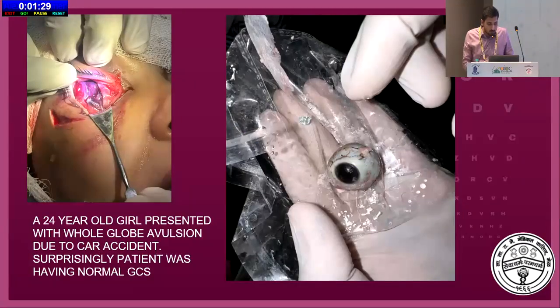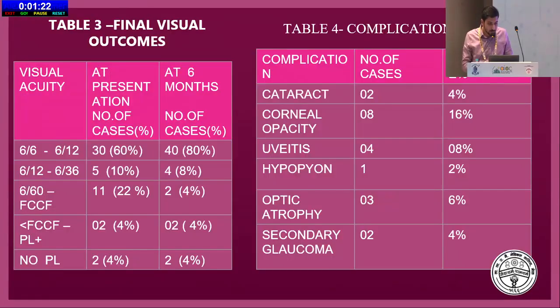This was a case of a 24-year-old girl who presented with whole globe avulsion due to a car accident. Surprisingly, the patient had a normal GCS. When the visual outcomes were observed, the maximum number of patients had a best corrected visual acuity of 6/6 to 6/12.